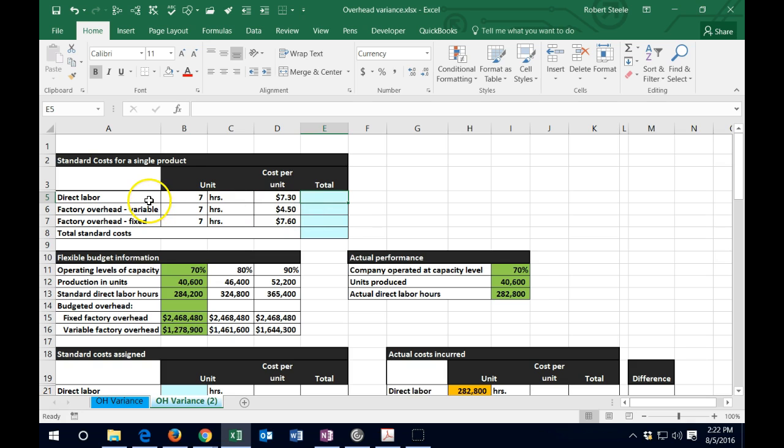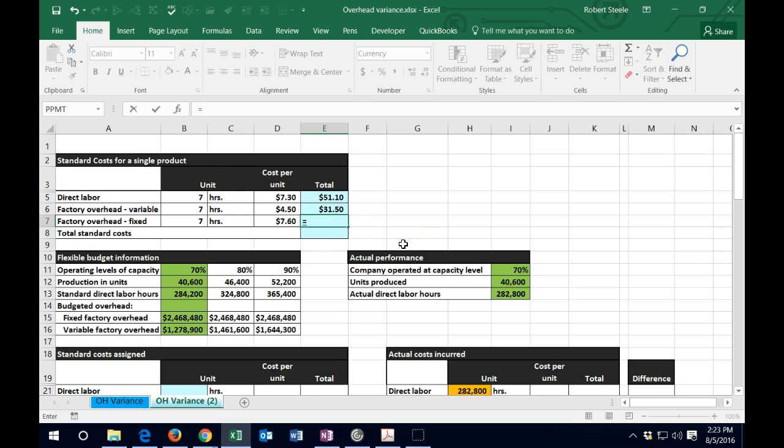So direct labor is important because oftentimes we calculate overhead using estimates from direct labor. I'm going to say direct labor, we have the 7 hours times the $7.30 per hour. The important thing is we're using that 7 hours to allocate the overhead, both the variable portion and the fixed portion. So we're going to do the same thing here. We're going to take that 7 hours, which again doesn't have anything to do with the actual labor in terms of overhead. We're using the labor to allocate overhead using the rate of $4.50 for that allocation. This is the standard cost for a single product.